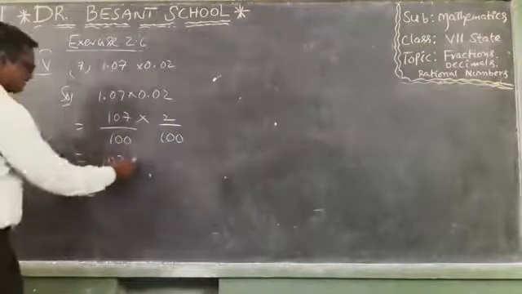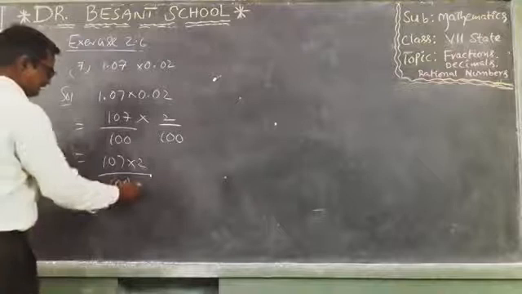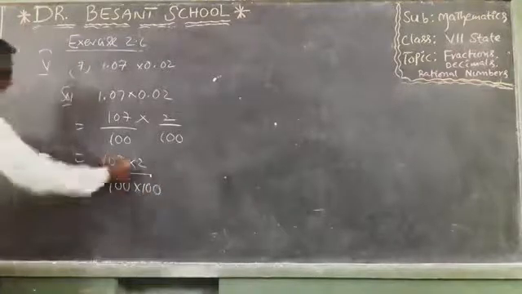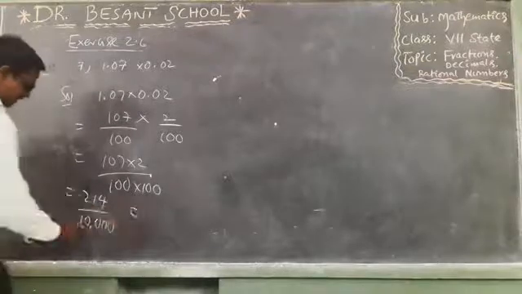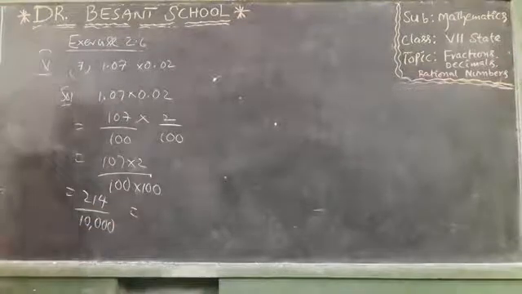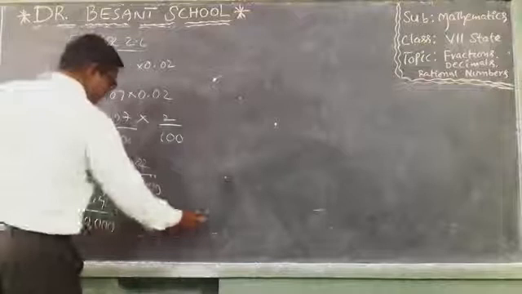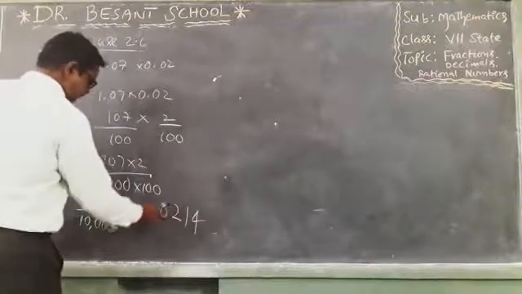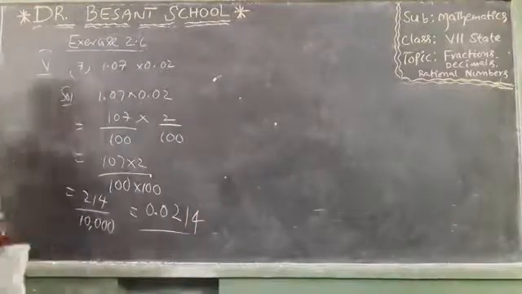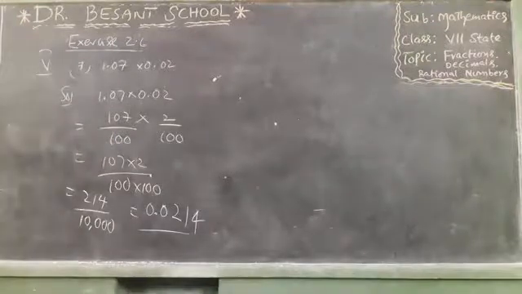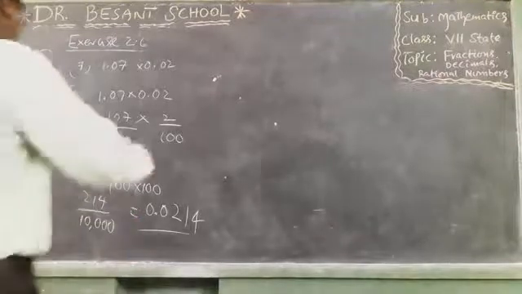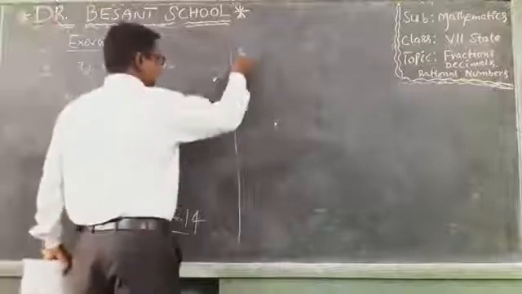So this is 107 into 2 by 100 into 100. So 107 twos are 214 by 100 hundreds are 10,000. Now here 1, 2, 3, 4 zeros are there, so after 4 digits we need to keep a point. 1, 2, 3, 4. So 0.0214. That is the value of 1.07 into 0.02. I hope that you have understood this problem, children. Okay, so how we are simplifying without normal multiplication.